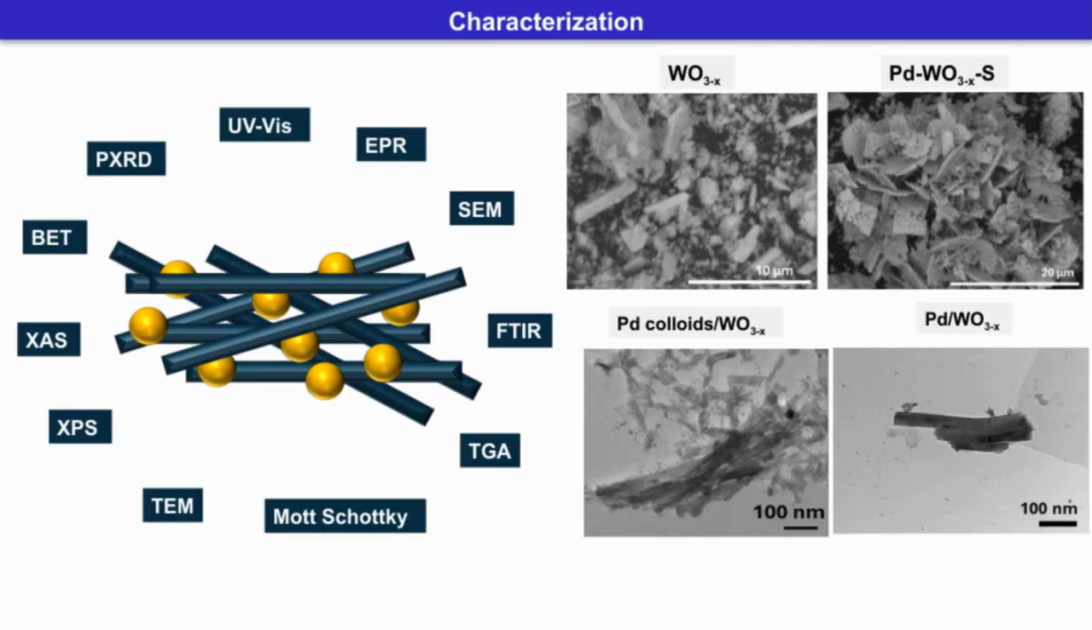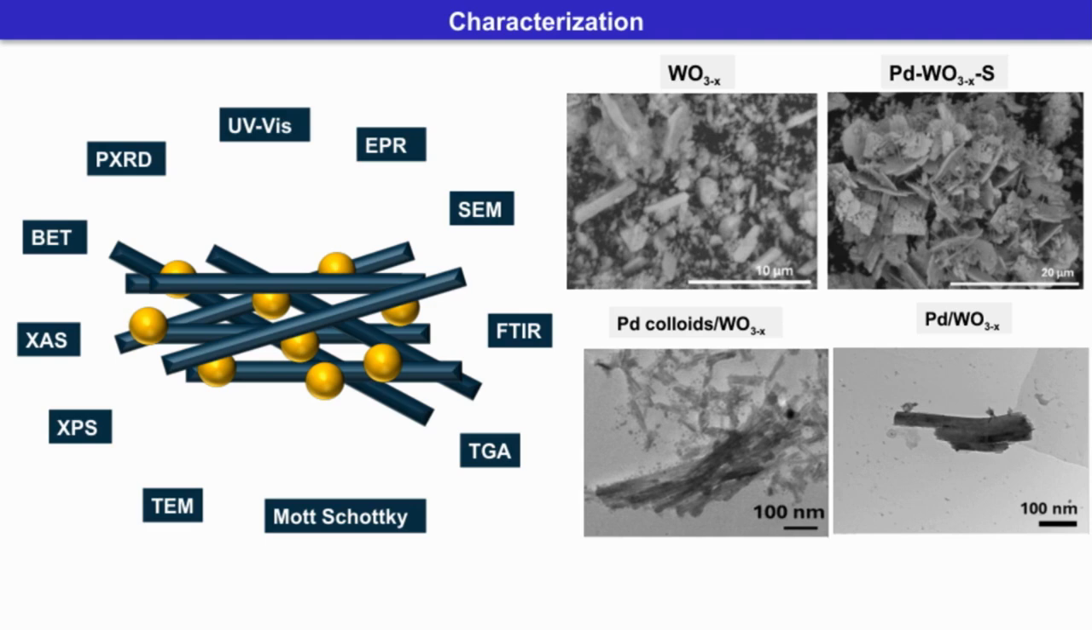Let's take a closer look at the characterization methods we've used for our PWO3-x system. First, we have different forms of palladium and tungsten oxide. These variations help us understand how different modifications affect our catalyst's properties. Moving on to the techniques, SEM and TEM are essential for examining the surface morphology and particle size at the micro and nanoscale. BET analysis provides insight into the surface area, which is crucial for catalytic activity.